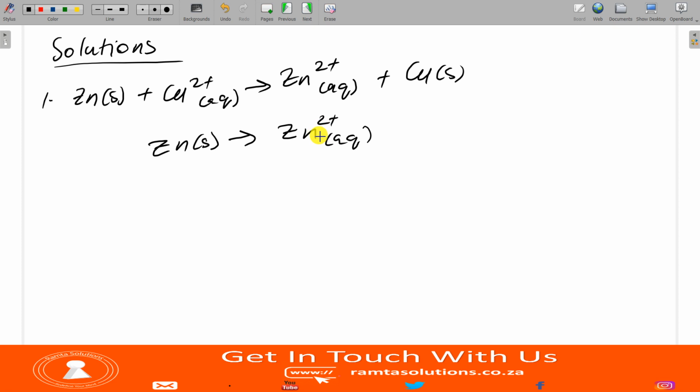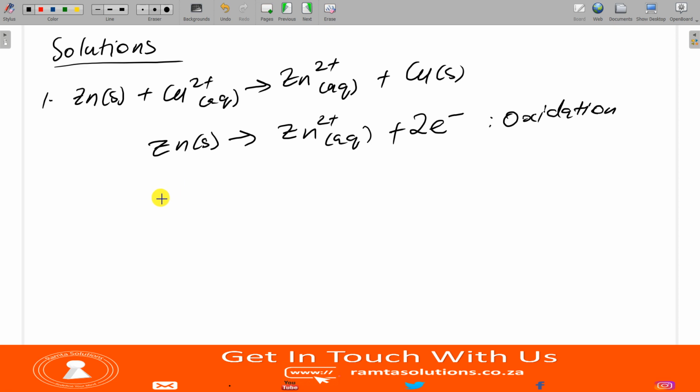So now, first thing first, we need to balance the elements. Are they balanced? Yes, we have one zinc on the reactant side and one zinc on the product side. But the charges are not balanced. This is 0 charge and this is 2 positive charges. So we need to add how many electrons? 2 electrons. Now this is balanced. As you can see, electrons are on the product side, so this is the oxidation half reaction.